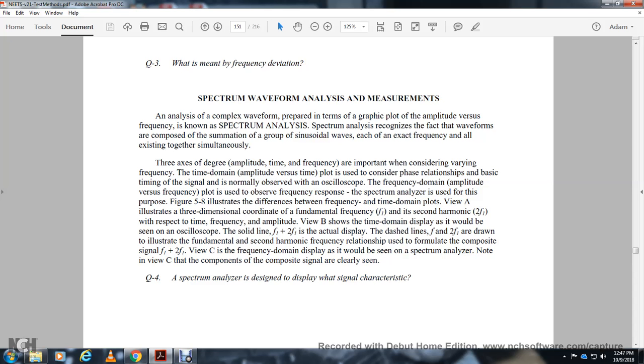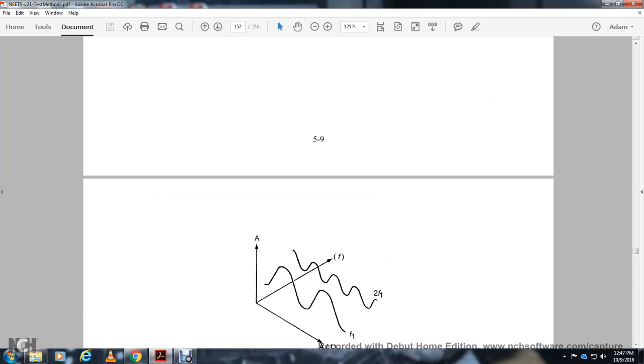View A illustrates the three-dimensional coordinates of the fundamental frequency and the second harmonic with respect to frequency and amplitude. View B shows the time domain display seen with the oscilloscope: the solid line is the fundamental frequency and the dashed line is the second harmonic, at two times the fundamental frequency. This illustrates the fundamental and second harmonic frequency relationship, with the composite being the fundamental plus the second harmonic. View C shows the frequency display seen with the spectrum analyzer. Note that the components of the composite signal are clearly seen.